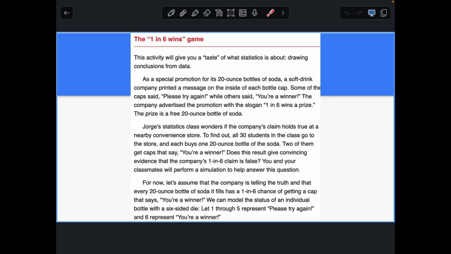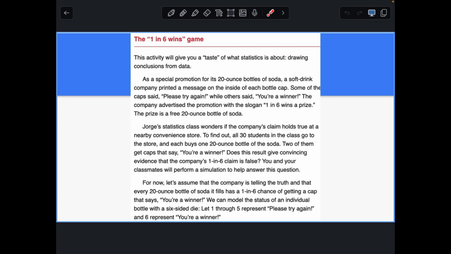Okay, our first example is an activity called the 1 in 6 wins game. This activity gives you a taste of what statistics is, drawing conclusions from data. As a special promotion for 20-ounce bottles of soda, a soft drink company printed a message on the inside of each bottle cap. Some of the caps said, "Please try again," while others said, "You are a winner." The company advertised the promotion with the slogan, 1 in 6 wins a prize. The prize is a free bottle of soda.